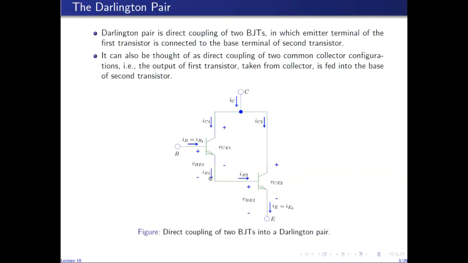So the emitter current is related to the base current through beta. This emitter current in turn is related to this emitter current through beta. So the final emitter current scales as beta square with the base current. So you can hopefully see that without doing any mathematical quantitative analysis, this Darlington pair configuration is a high current gain configuration.